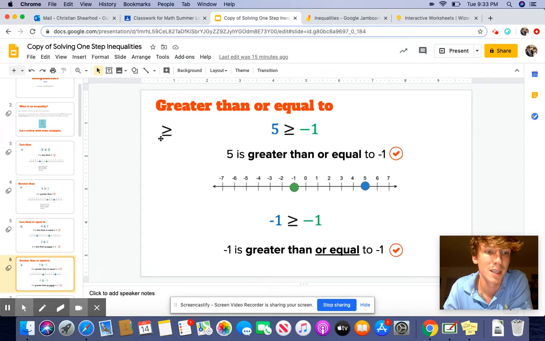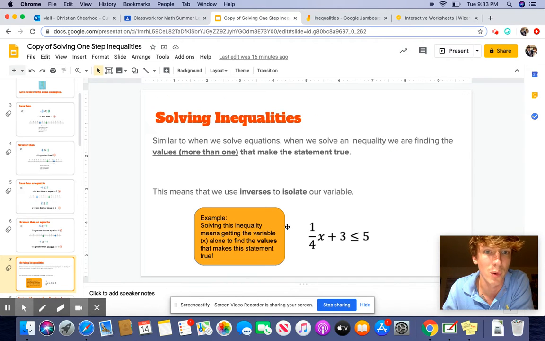Okay, same thing with the greater than. It's got that little line underneath it. See right here, it's -1 is greater than or equal to -1. -1 is not greater than -1, but that equal to means that it can be true, okay? Because -1 is equal to -1. That's, in a nutshell, what's important about it.